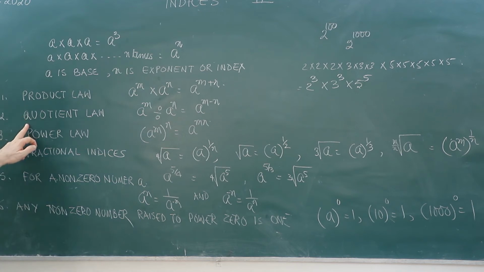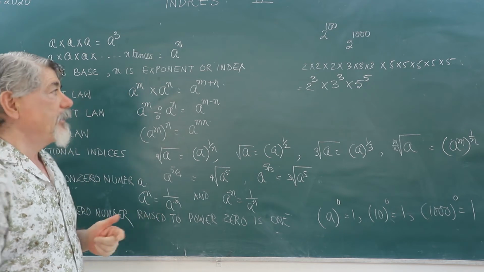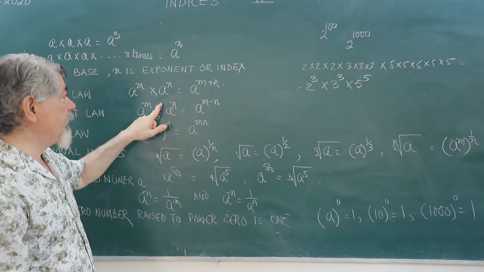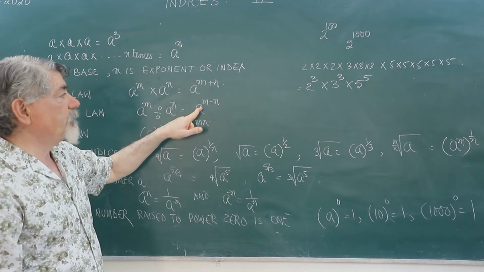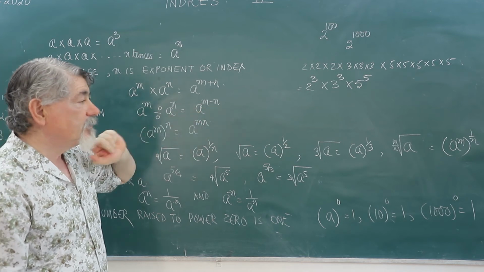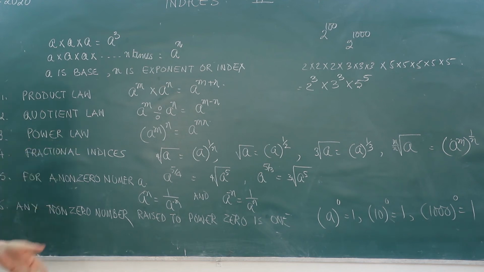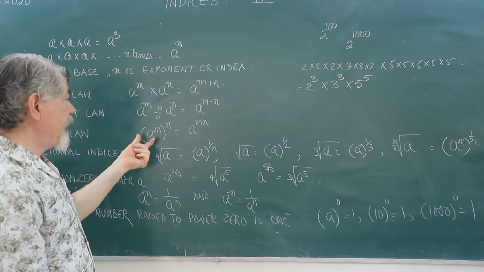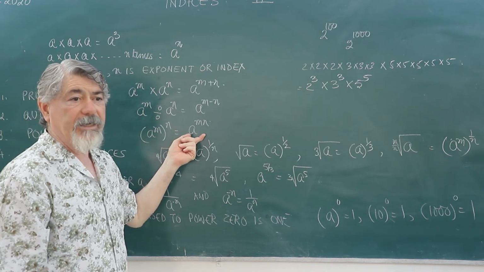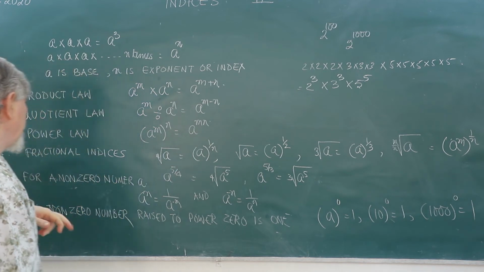The second is the quotient law, division. A to the power m divided by a to the power n. Instead of addition, it becomes subtraction. A to the power m divided by a to the power n will be equal to a to the power m minus n. It becomes subtraction, quotient law. Next is the power law, power to the power. If it is a to the power m, whole to the power n, then we write it as a to the power m into n.